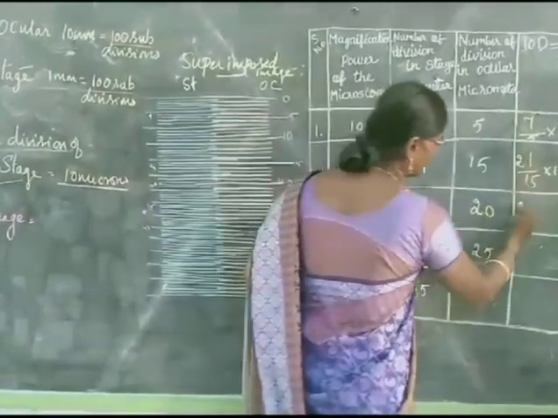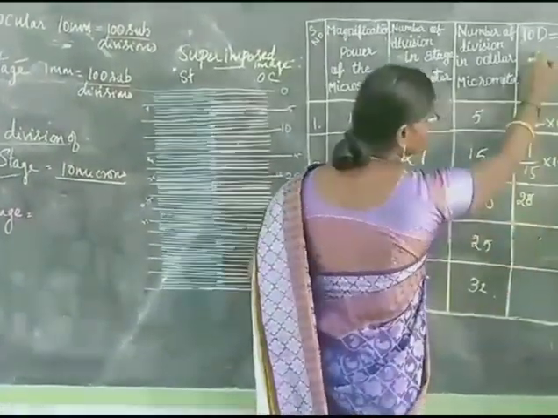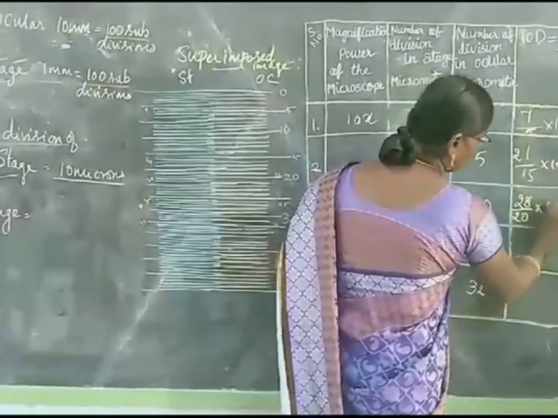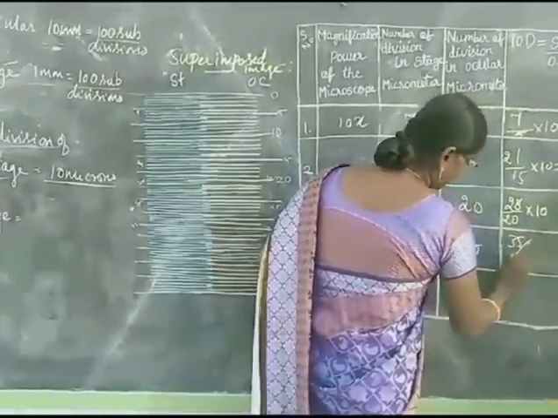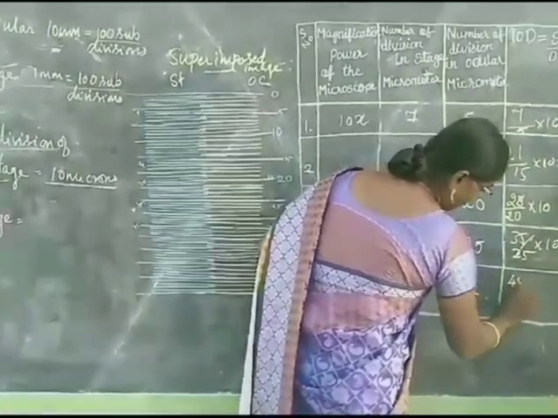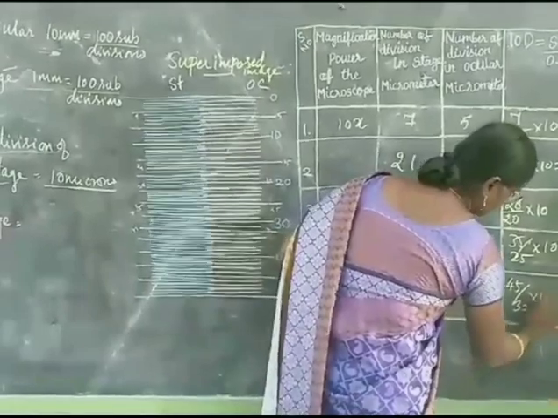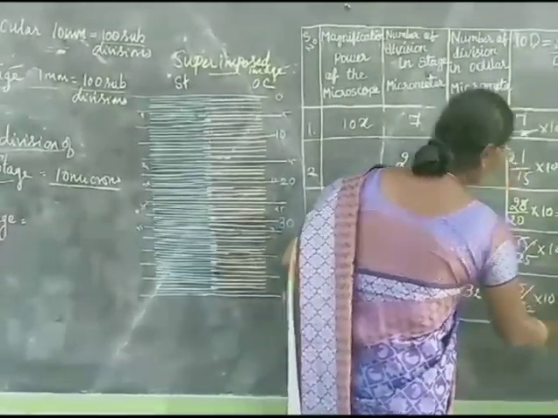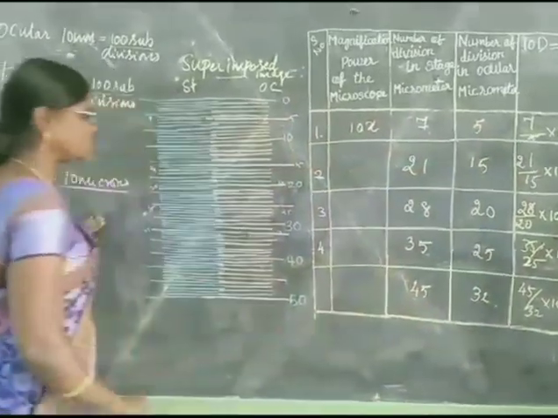So next, coming to the calculation part, 1 ocular division is equal to stage division divided by ocular division. So you need to calculate using the formula 35 into 10 divided by 25. Similarly 45 divided by 32 into 10. So you get 14 as a value. Now with all the 5 readings, you need to calculate the average.